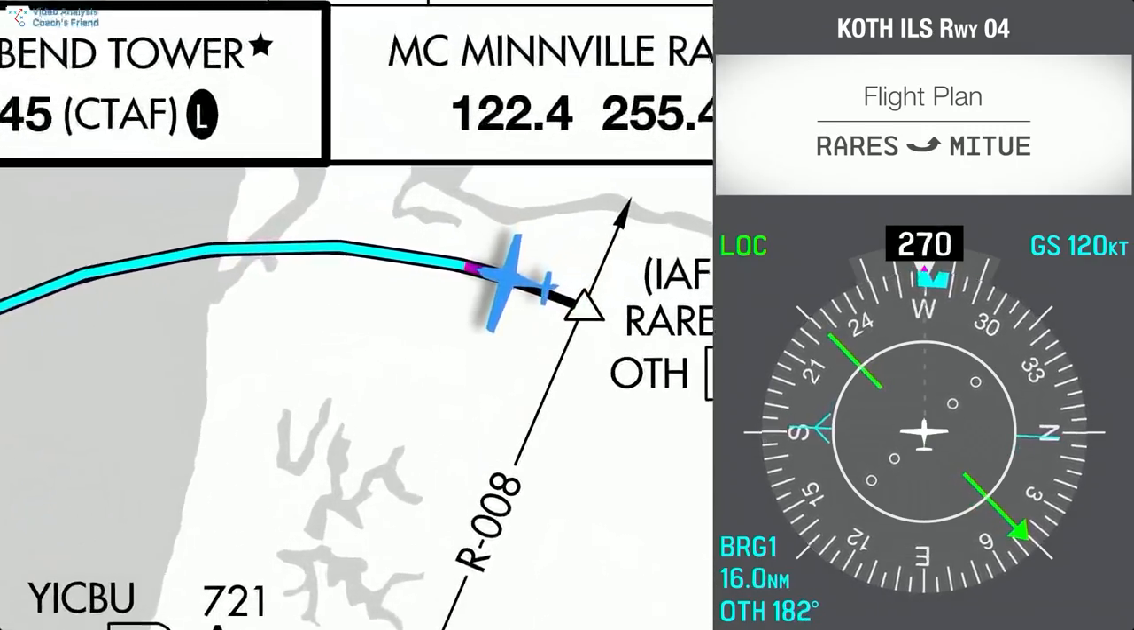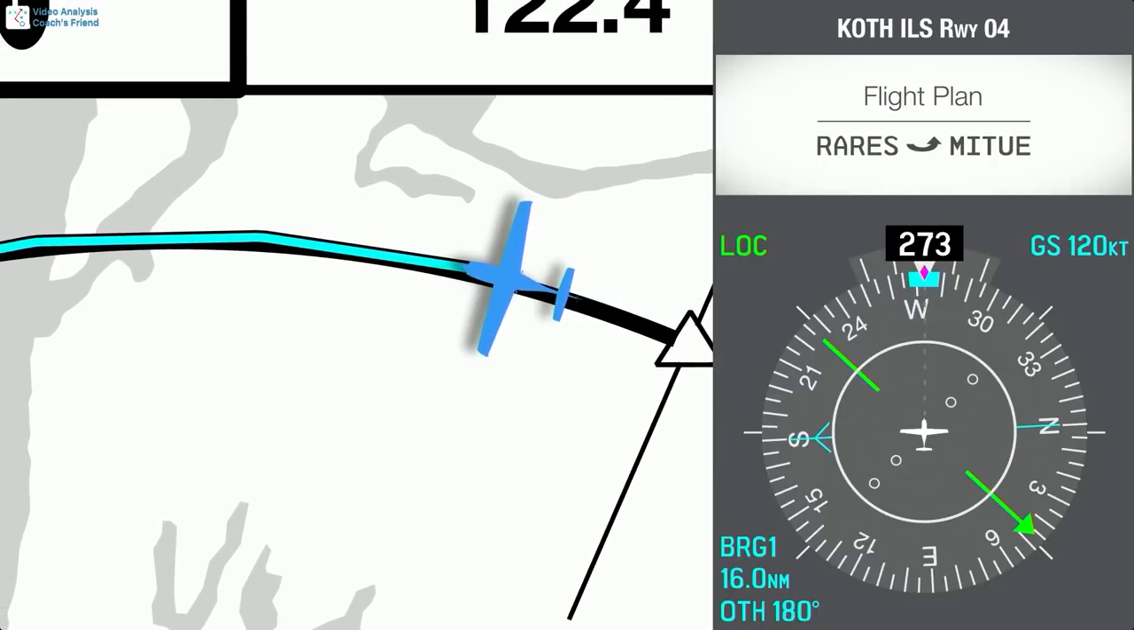Okay. Notice what I've done in this scenario is I've already tied my CDI to my 046 inbound course. It's hooked up here on the localizer. So it's all ready to go. And all I'm going to do is use my RMI, or bearing pointer. RMI stands for Remote Magnetic Indicator, or Radio Magnetic Indicator. And basically, it's just showing you where the facility is off your wing. So it's over here somewhere.